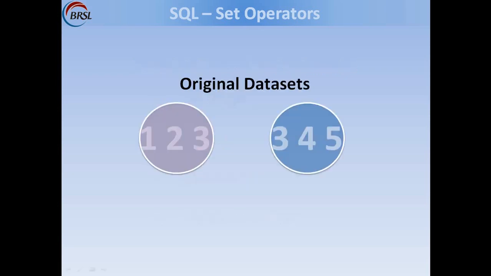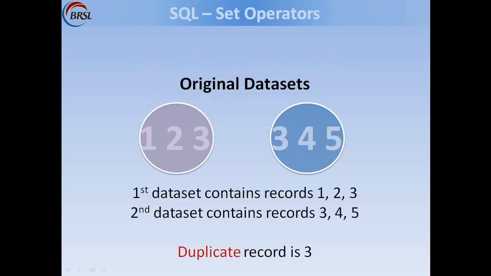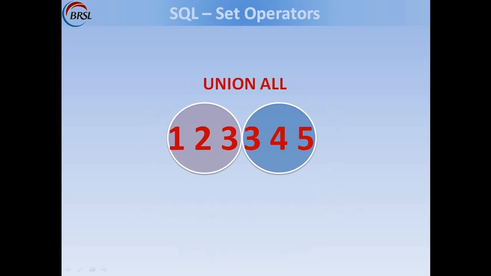I have two datasets with 3 records in each dataset. First dataset contains records 1, 2, 3, and second dataset contains records 3, 4, 5. If you observe, the record 3 is common in both datasets. So that is the duplicate record. Now let us apply set operators on these two datasets.